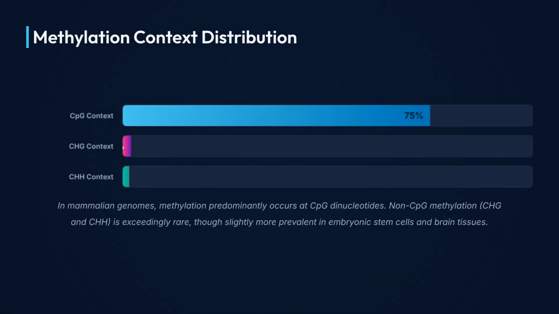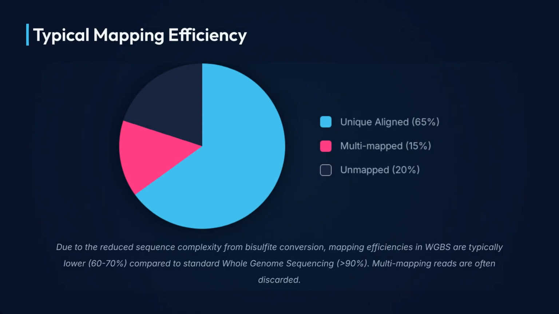Methylation in mammalian genomes predominantly occurs at CpG dinucleotides, making up about 75% of methylation contexts. Non-CpG methylation is rare, though slightly more prevalent in embryonic stem cells and brain tissues. Mapping efficiency in WGBS is lower, typically 60 to 70%, due to reduced sequence complexity after bisulfite conversion. In contrast, standard whole genome sequencing is usually over 90%.